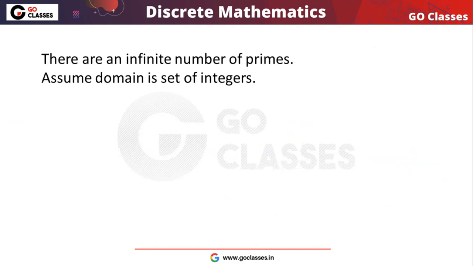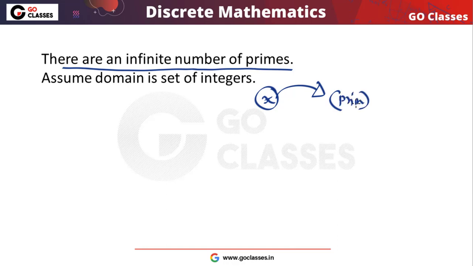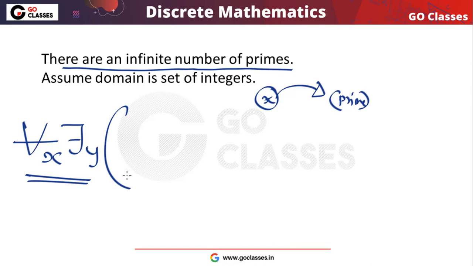Let's see the next example. There are infinite number of primes. This we have already seen. There are infinite number of primes means for every number, whatever number you take, there must be a greater number which is prime. So this is how you can write it. Basically we are saying that for all x, there must exist a y such that this y must be greater than x and this y must be prime.